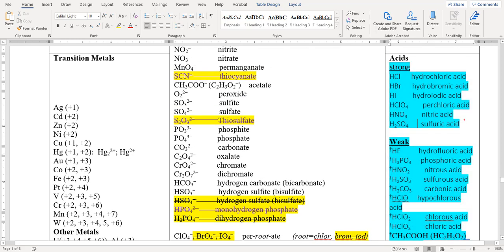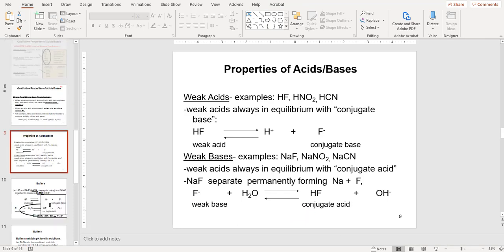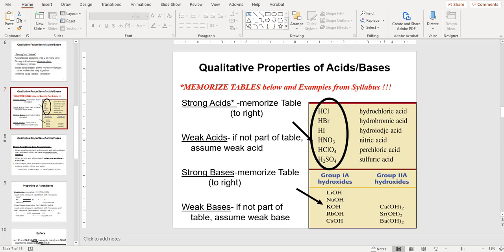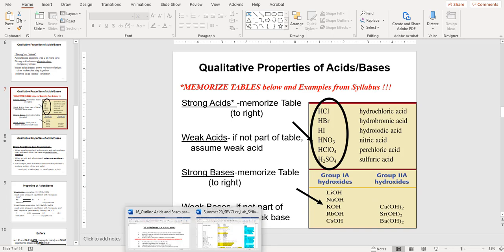Now, the strong acids are the same acids that you found in the slides, so that's no different. The weak acids, they're different. You have to memorize the name and the formulas. Now, you can still reason it out by the table, that if it's not on the strong acid table, then it must be a weak acid. But I will also test you on the names.